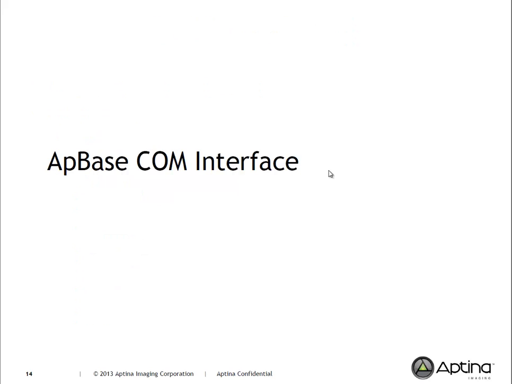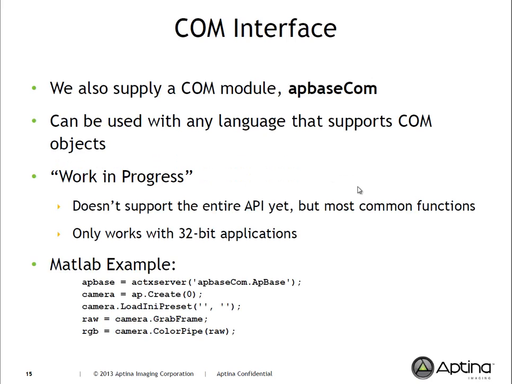Besides ApBase API, which is a programming interface, there is a COM interface to ApBase. And for those of you familiar with it, that's a more, if you will, direct interface into ApBase. It is a COM module, and it can be used with any language that supports COM objects. Now, one thing that we do want to point out here is that it is a work in progress, and it doesn't support the entire API yet, but most common functions have been implemented and only works with 32-bit applications, which we didn't mention in the first part, but ApBase API itself does work with 32 and 64-bit applications.